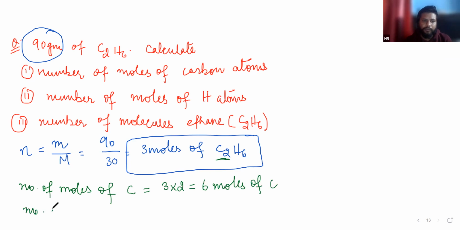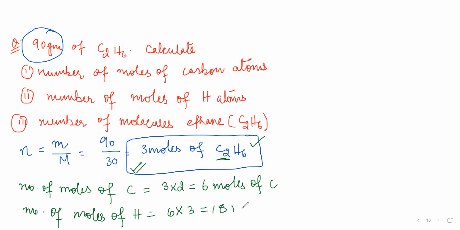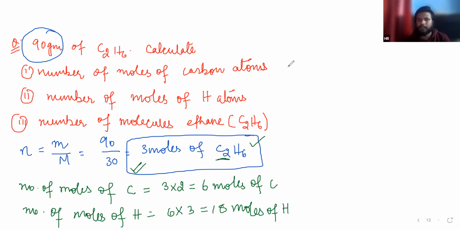Now, the number of moles of hydrogen: how many hydrogens are present? 6 hydrogen. And how many moles of C2H6 is there? 3, and it will be 18 moles of hydrogen. Just don't be confused, Arslan, earlier we calculated in AMU, and right now it is in gram. That is the mole concept. Got it? First or second part? First and second part.